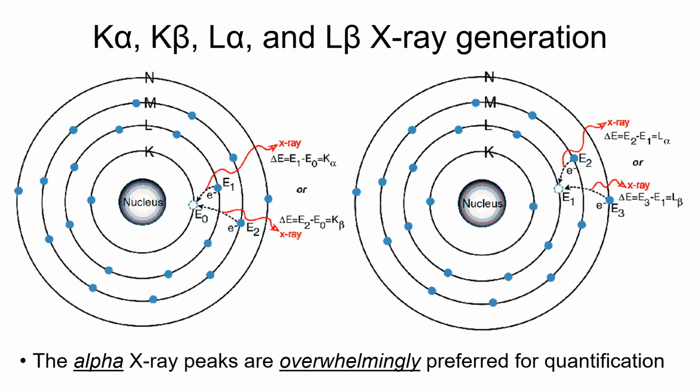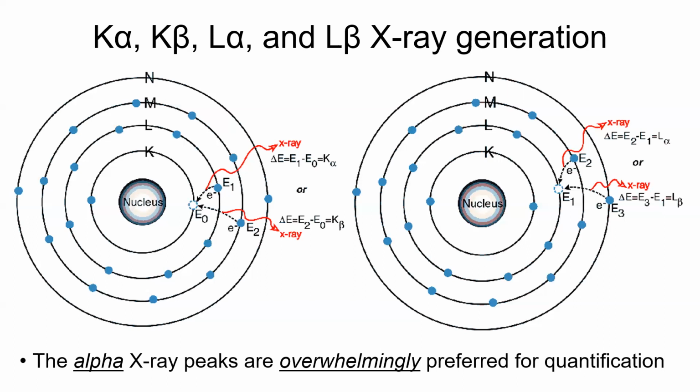So just to schematically show how this works, if we're looking at, say, K alpha, K beta, L alpha, and L beta X-ray generation. On the left, we have the K alpha and beta emission. So we start by ionizing the K shell. An electron comes in and knocks out an electron, and then if an L shell electron transitions down to the K shell, I get out a K alpha X-ray. If I get a transition from the M shell to the K shell, that's a beta X-ray.